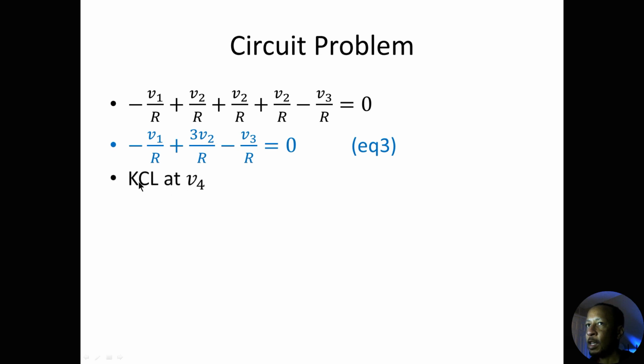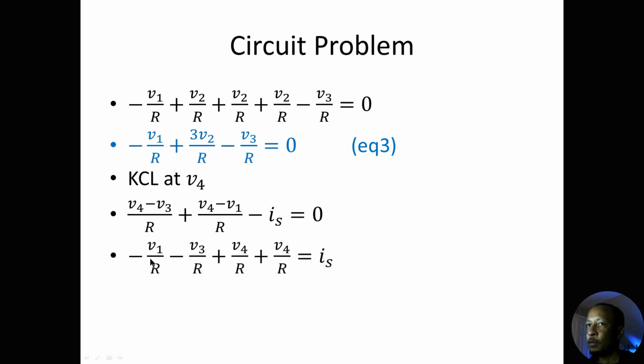So next we have KCL at V4. And so we have V4 minus V3 over R plus V4 minus V1 over R minus IS equals 0. So when we decompose that, that becomes negative V1 over R minus V3 over R plus V4 over R plus V4 over R equals IS. And so simplifying that becomes negative V1 over R minus V3 over R plus 2V4 over R equals IS. That's going to be our equation number 4.